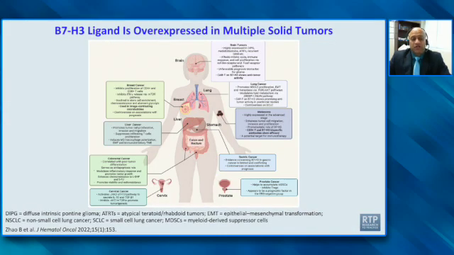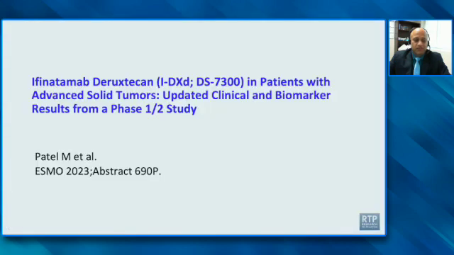B7H3 ligand is overexpressed in multiple solid tumors. You can see here on this slide, and we'll be going through this today, this includes prostate cancer, esophageal cancer, small cell lung cancer, squamous non-small cell lung cancer, and we'll go through some of the data on some drugs that target B7H3 in those tumors.